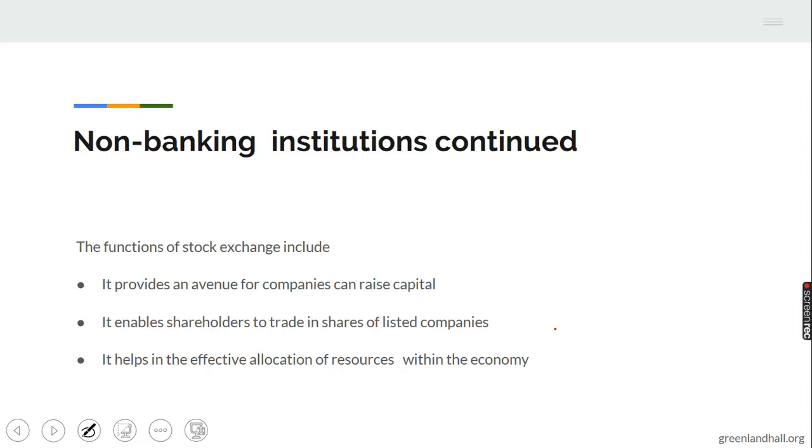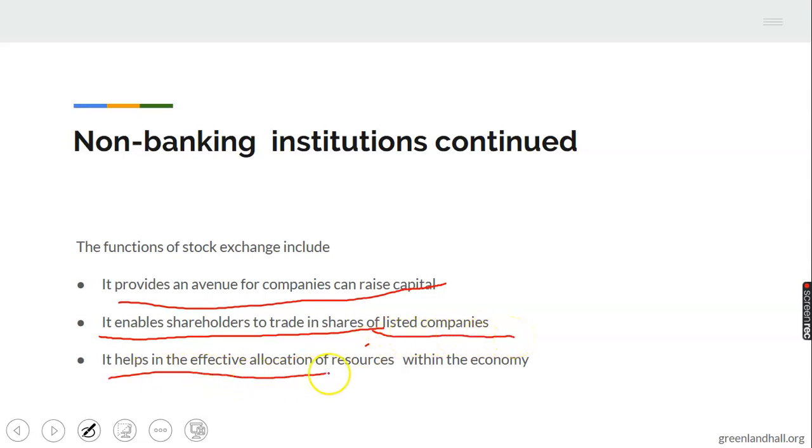What are the functions of the stock exchange? The functions of the stock exchange include: 1. It provides an avenue for companies to raise capital. 2. It enables shareholders to trade in shares of listed companies. 3. It helps in the effective allocation of resources within the economy.